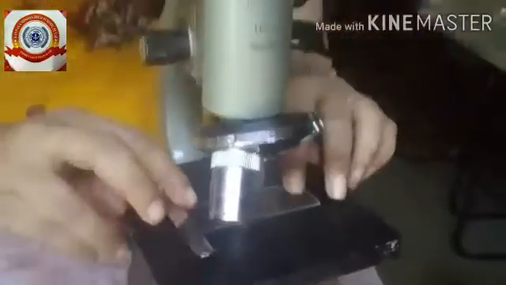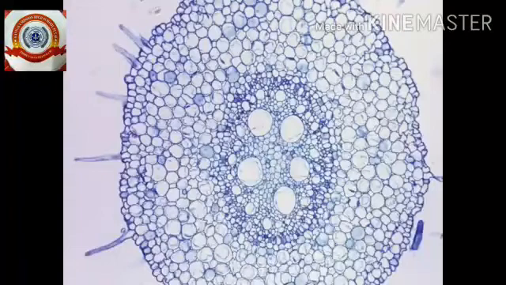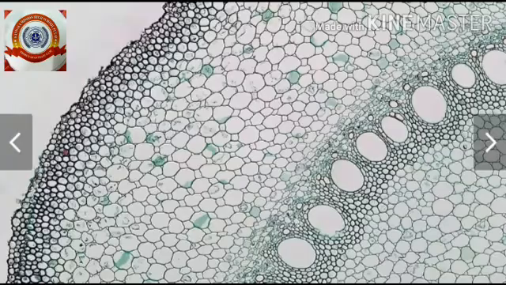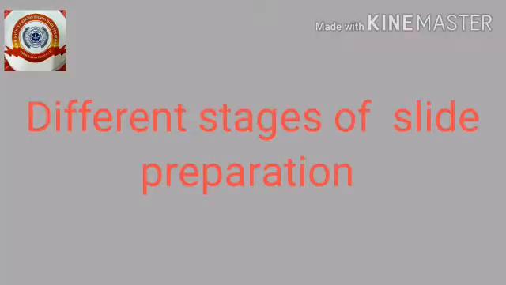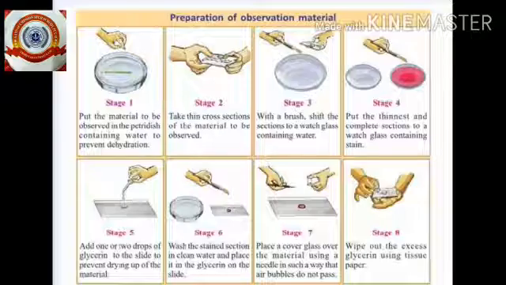We can observe the material through the microscope. This is the view at 10x magnification and this is from 45x magnification. These are the different stages of slide preparation.